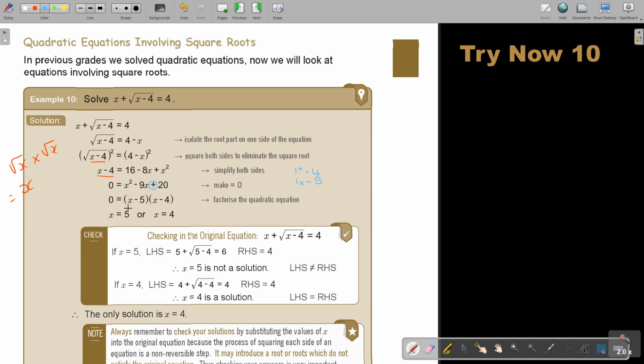So what will I get? I will get x minus 5, do you see? And x minus 4, do you see? And then I get x is 5 and x is 4. That's my two values. But now we must listen.